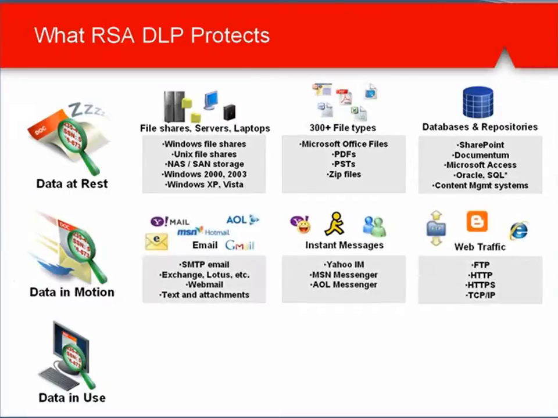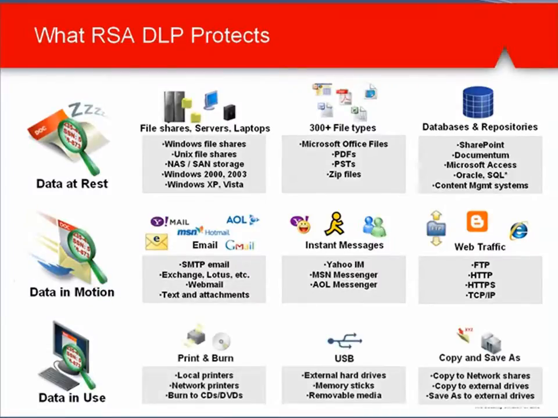For data in motion, DLP can control and identify data such as email, instant messages, and web traffic. And again, the most common concerns that most companies have nowadays are email and web. For data in use, RSA DLP will let you audit files that are printed, burned to a CD, or copied to USB storage devices, such as a thumb drive or any other external storage. And we can also quarantine data in use as well.